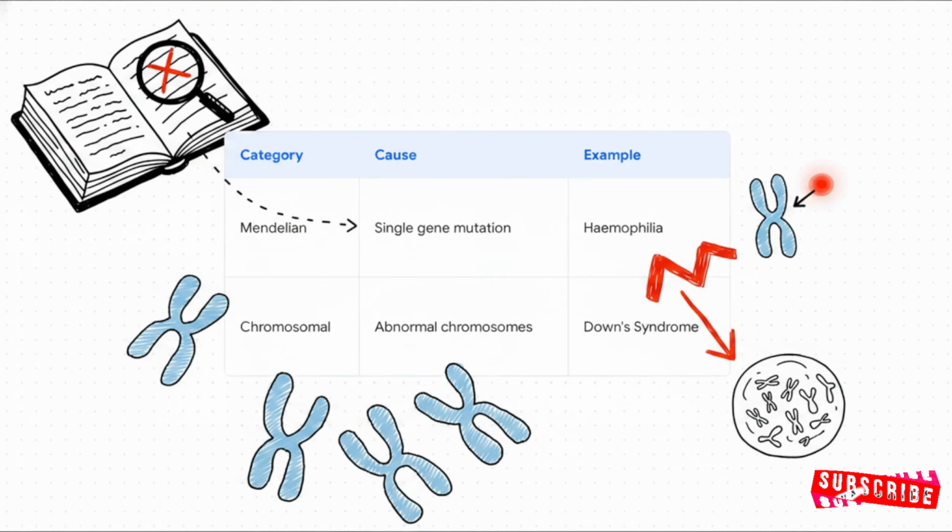When these mutations cause disease, we generally group them into two main categories. Mendelian disorders are caused by a mutation in a single gene. Think of it as a single misspelled word in the manual. Examples include cystic fibrosis or hemophilia. Chromosomal disorders, on the other hand, happen because of an absence, excess, or abnormal arrangement of entire chromosomes. This isn't just a misspelled word. This is an entire page of the manual missing or duplicated, like in Down syndrome.